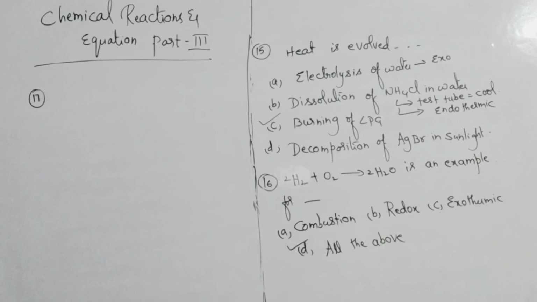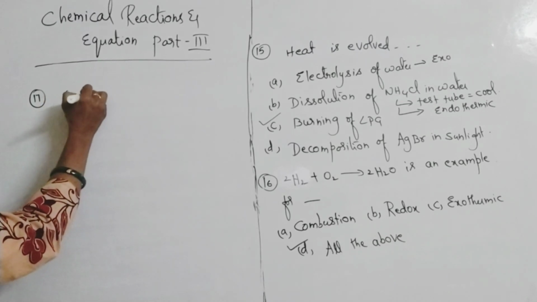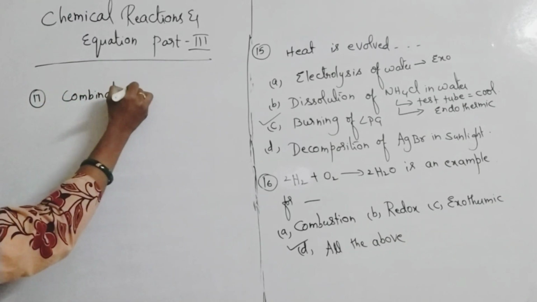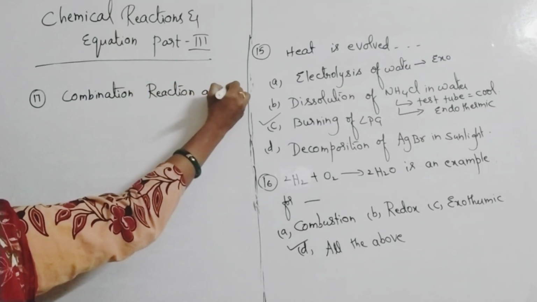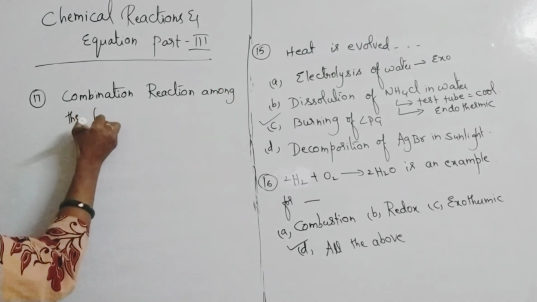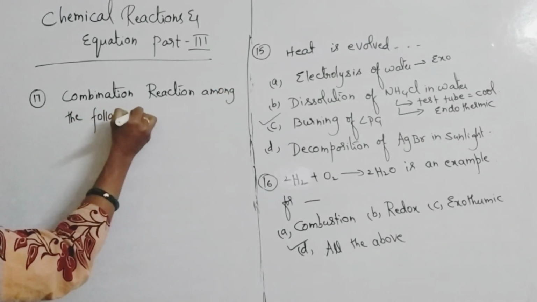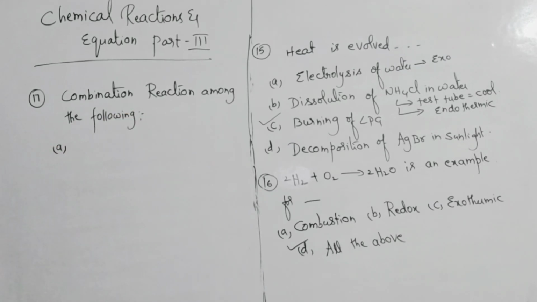Yes, and also it is given about zinc and HCl. Okay, zinc and HCl, hydrogen gas is liberated, we have learnt. Yes, among the following, the combination reaction is. Okay, once look at this question. Combination reaction among the following. You have to identify combination reaction among the following. So what are the options given to you?